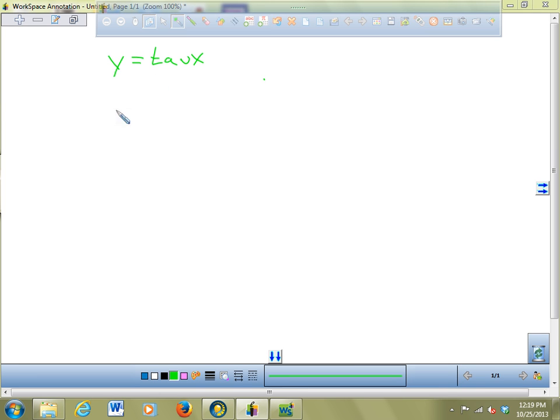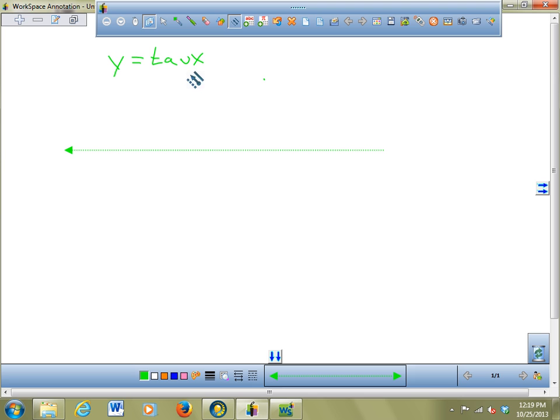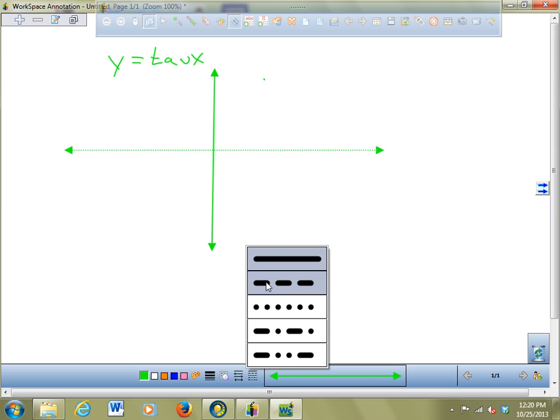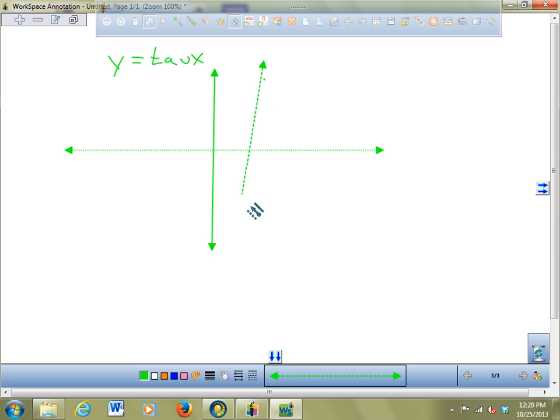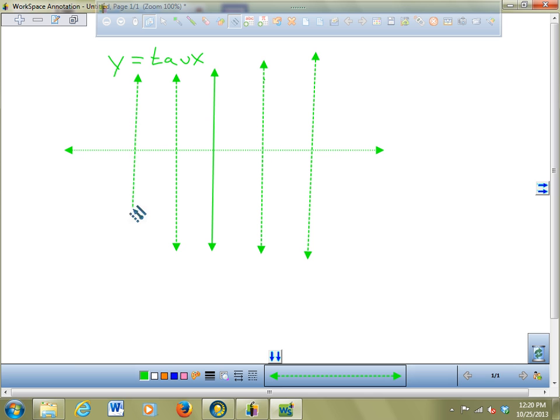y equals tangent of x. So from the table that we generated, I'm going to make this one a solid line over here. Solid line here, here, here. And then we're going to go to dotted lines and find some asymptotes. Over here, and back this way, and back this way.